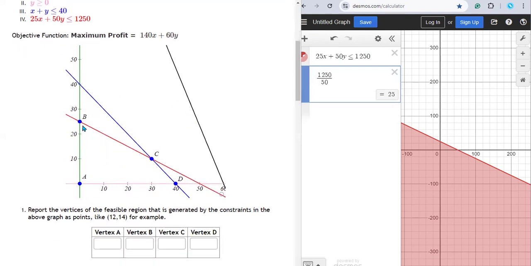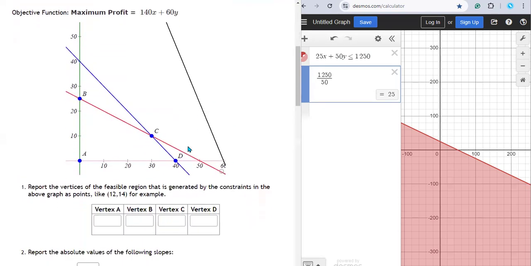So that's how we got these lines here: the green, the blue, the red, and the pink. This black line, we're going to talk about later. That's the profit function. Now, I'm going to show you how to come up with the feasibility region.